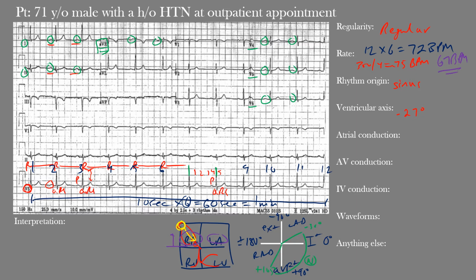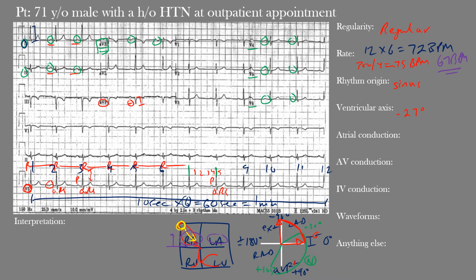Okay, so what we're looking for here is we're going to look at lead 1 and lead aVF first. Lead 1 here is upright and positive, so we're going towards the positive end of lead 1. If we look at aVF, we see a negative complex, so we're going away from the positive end, which means we're now in this region here.